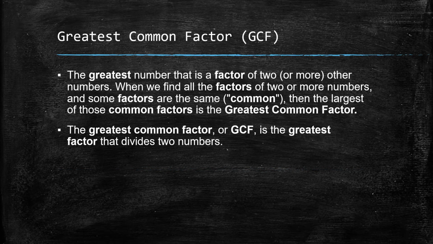First is we have to define what is a greatest common factor, or GCF. The greatest number that is a factor of two or more numbers: when we find all the factors of two or more numbers and some factors are the same, or common, then the largest of those common factors is the greatest common factor, or GCF. It is the greatest factor that divides two numbers.